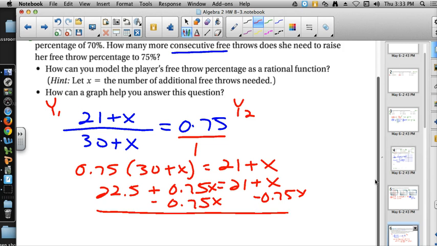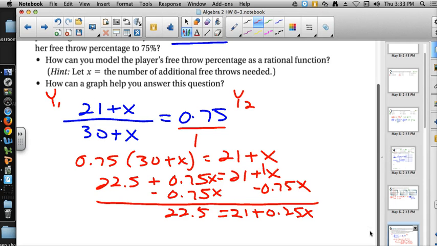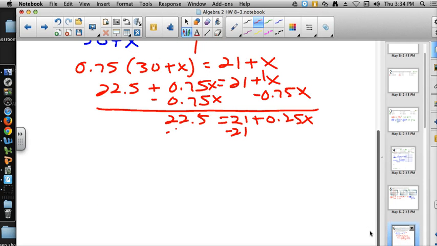And now it's just like working with money. If we have $1 and we subtract 75 cents, we're going to have a quarter. So over here we now have 22.5, and over here we have 21 plus 0.25x. That's really hard to read. So next up would be to subtract 21 from both sides. And then we would go ahead and divide.